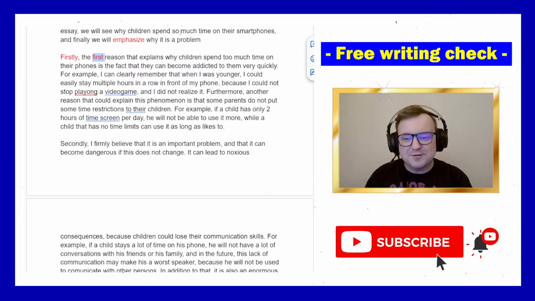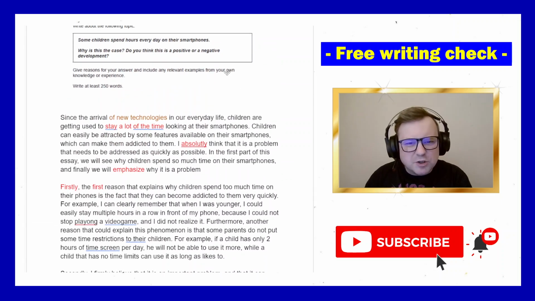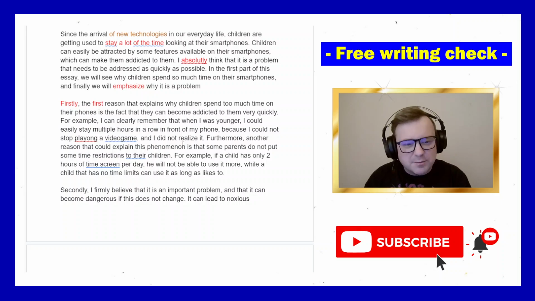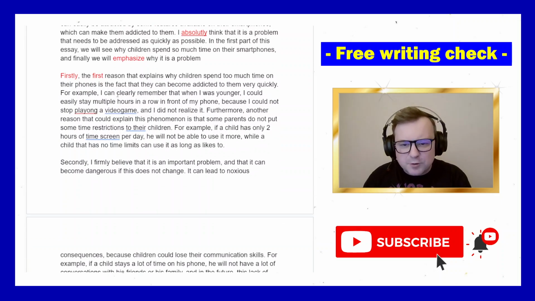You can just start it with the first reason if you want. Or firstly, children spend a lot of time on their phones because... So firstly, the first reason just sounds strange. Firstly, the first reason that explains why children spend too much time... Too much time or so much time? Okay, too much time is okay then. Too much time on their phones is the fact that... The fact that is great.